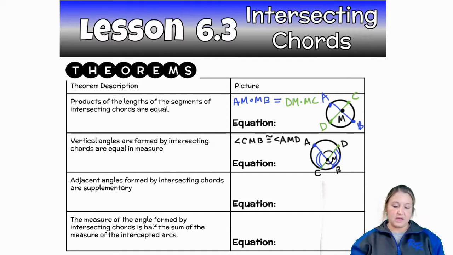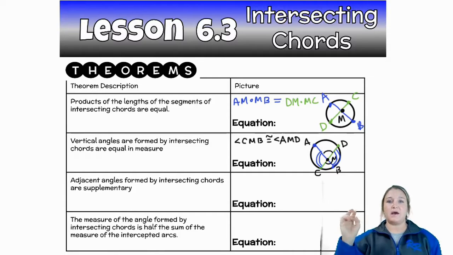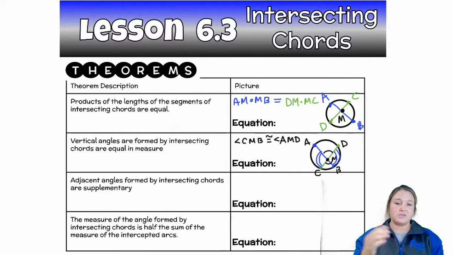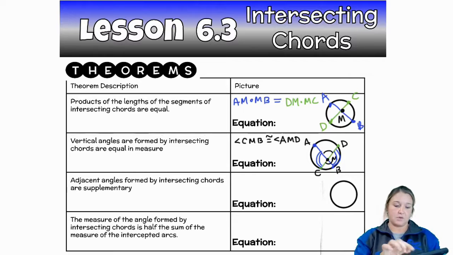And then the adjacent angles formed by intersecting chords are supplementary. So just like when we talked about adjacent, that's right next to, so angles that are right next to each other are going to be adjacent angles. So they basically make up a line and they're going to be supplementary, just like we learned when we talked about parallel lines cut by a transversal.